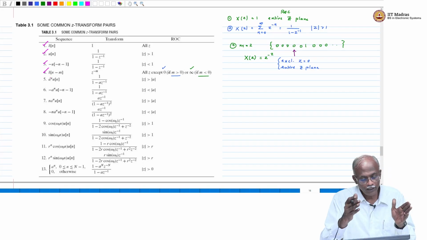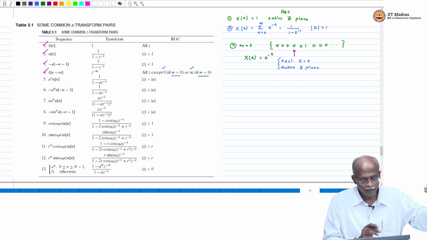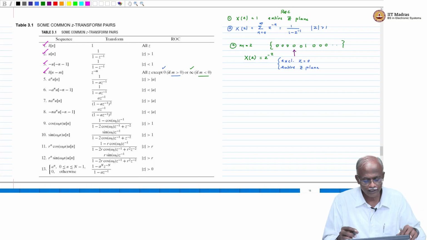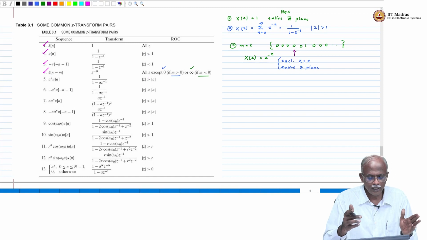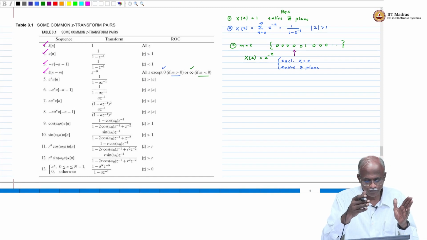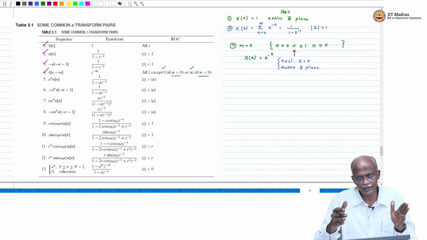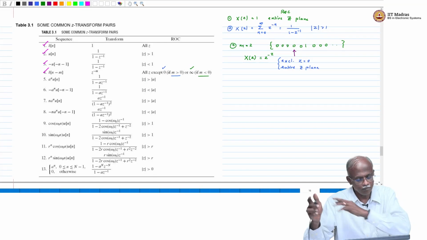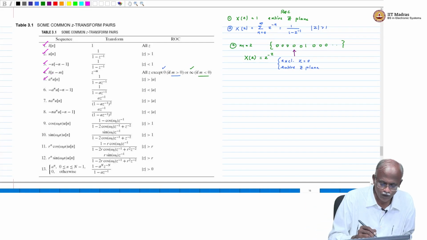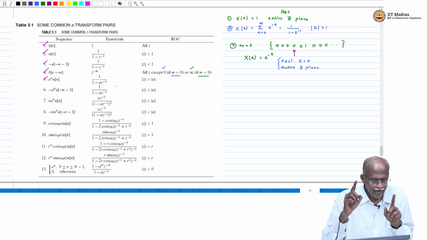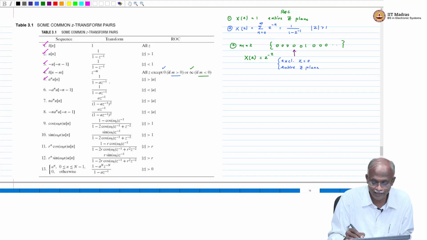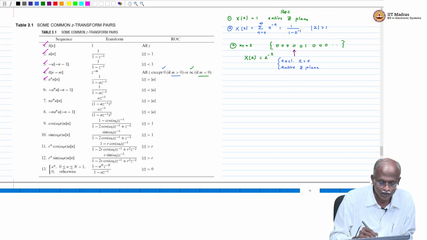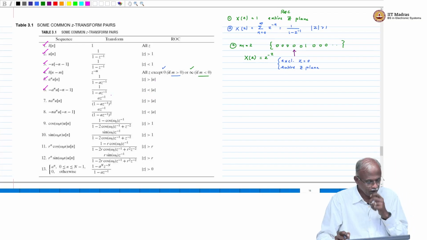Next, a to the n times u of n. Actually, u of n is a special case, when a is equal to 1, you get that. So you can look at whatever you have done for u of n, exactly similar. The expression for X of z is 1 over 1 minus a z inverse, and mod z greater than modulus of a. This is also a simple geometric series, and we also showed that when you look at it as a left-sided sequence, you will get the same z transform, but mod z will be less than the pole. So this is also related to that.